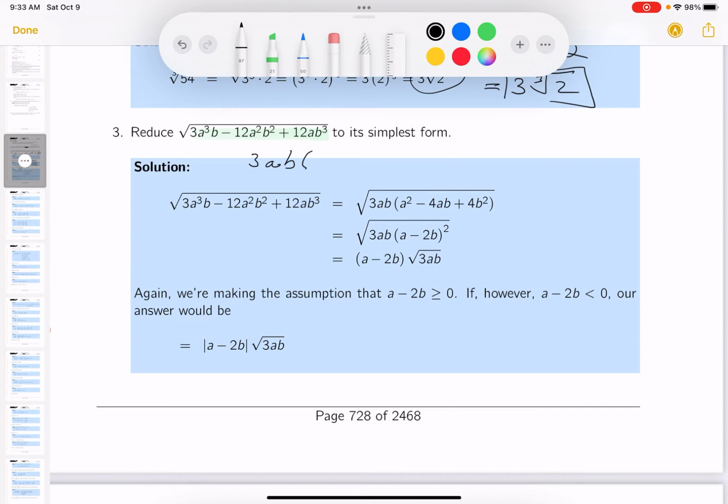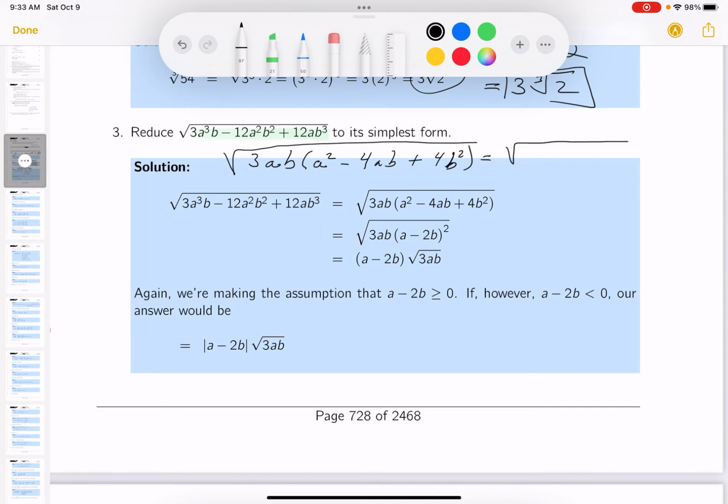What are you left with? Well, let's write it down. Be careful about it. You'd be left with A squared minus 4AB, and then plus 4B squared. And we're going to be taking the square root of that if we can. But again, I'm looking around for some squares. So let's take a look.